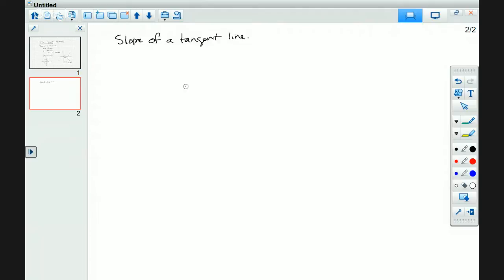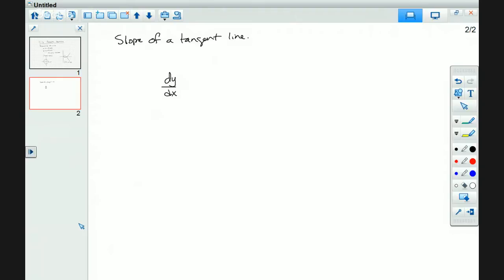Why do we do this in calculus? Because we can find slopes of tangent lines and areas under curves, right? Slope of a tangent line. Remember, that's the slope of the tangent line, correct?